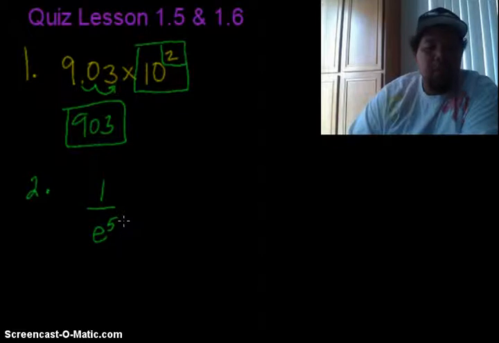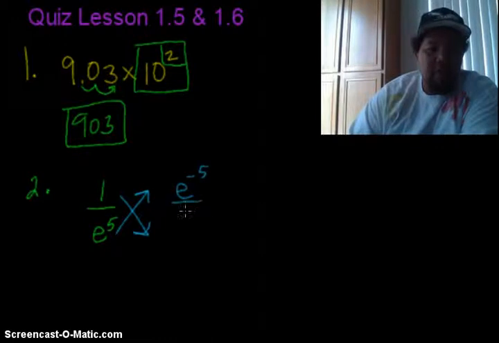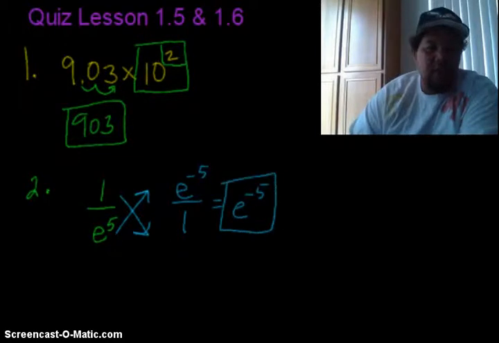Okay, the second expression right here wants us to write this expression using negative exponents. So that means we need to apply the negative exponent rule, which is that the reciprocal will give us the opposite. So we're going to flip this end over end. This is going to be e to the negative 5 over 1, which is just e to the negative 5, fitting what they want, the negative exponent.